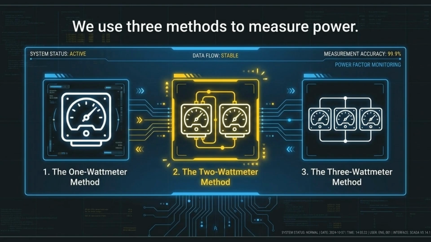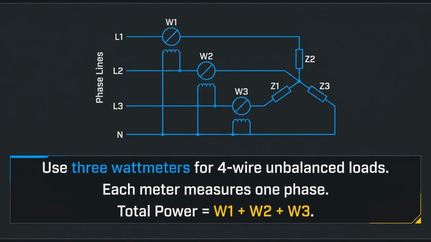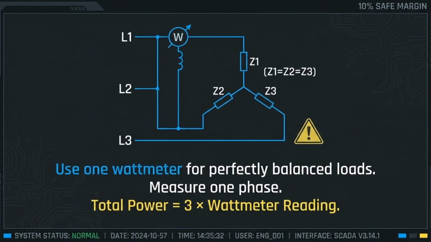There are three primary methods used to measure power in these systems: the 1-wattmeter method, the 2-wattmeter method, and the 3-wattmeter method. The 3-wattmeter method is utilized for 4-wire unbalanced loads. In this setup, each meter measures one phase, and the total power is the sum of the readings from all 3 meters. For perfectly balanced loads, we can use a single wattmeter method. Here, we measure one phase, and the total power is simply 3 times that single reading.